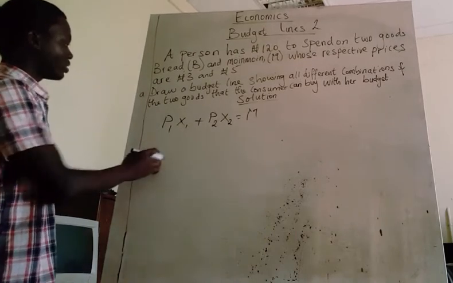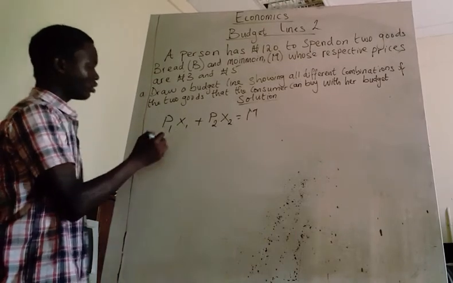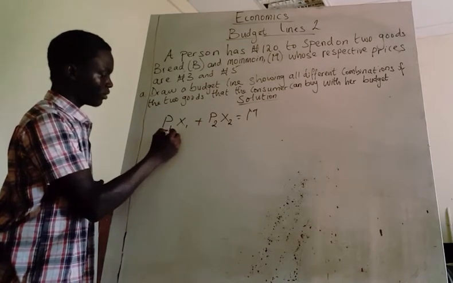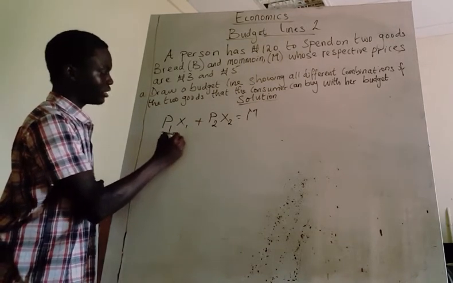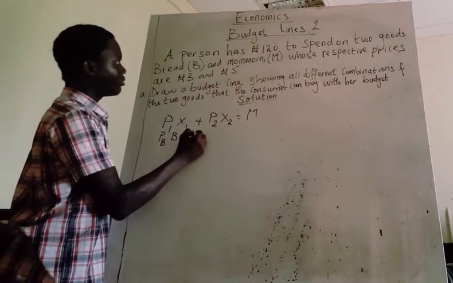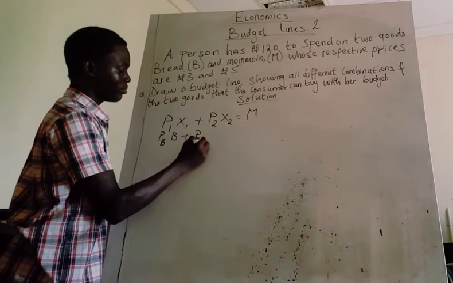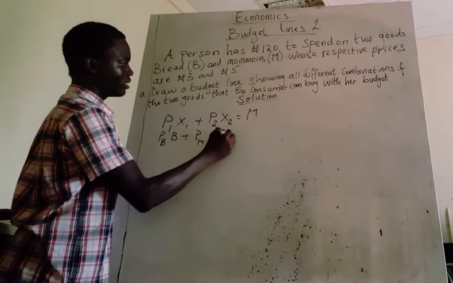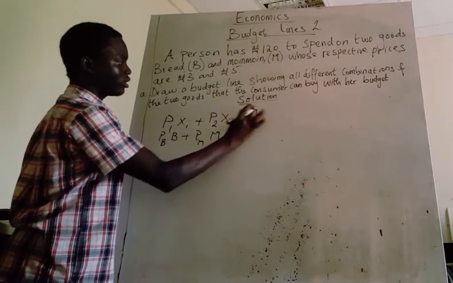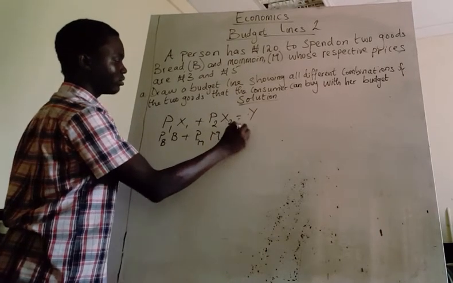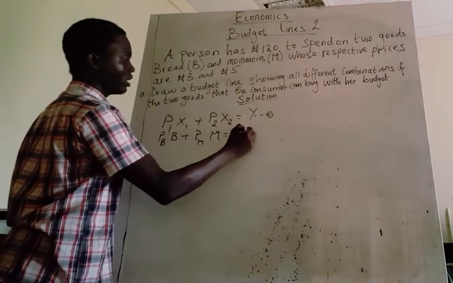But in this case we don't have X, we have bread. So this is going to be PB of B, price of bread, then we have price of moi moi, PM of M, then equals, let me call this Y. So equals Y. Good. So this is equation 1 and this is equation 2.